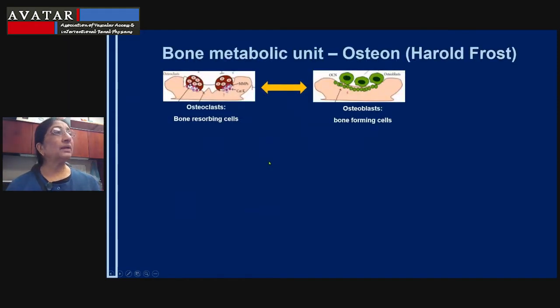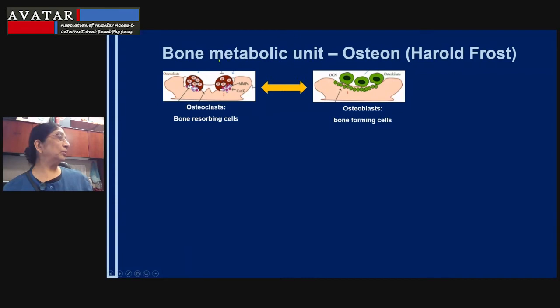So then, what else may we focus on if PTH is not the whole story? And perhaps there, an understanding of bone turnover becomes important. When we talk about bone turnover, understanding the basic functional unit of bone turnover is a requirement, and the bone metabolic unit is the basic functional unit. So the BMU, or the osteon, is the term coined by Harold Frost.